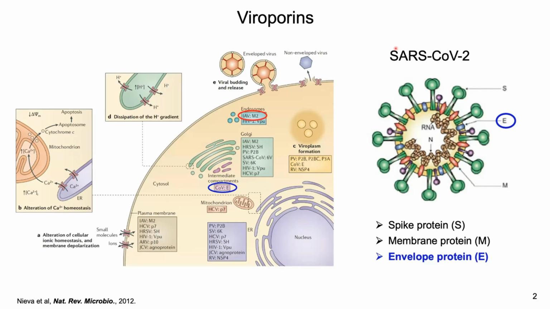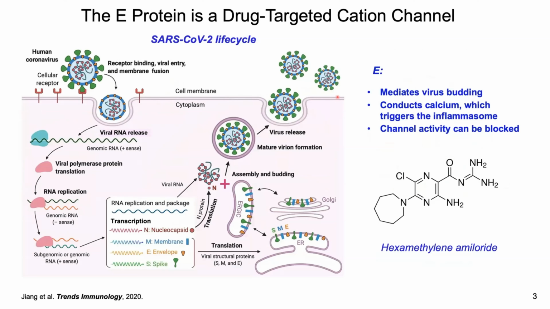And we know now that SARS-CoV-2 has really only three structural membrane proteins: the spike, the E, and the M protein. And out of these three, the E envelope protein is the least understood because X-ray crystallography and cryo-EM really can't get to this relatively small membrane protein.